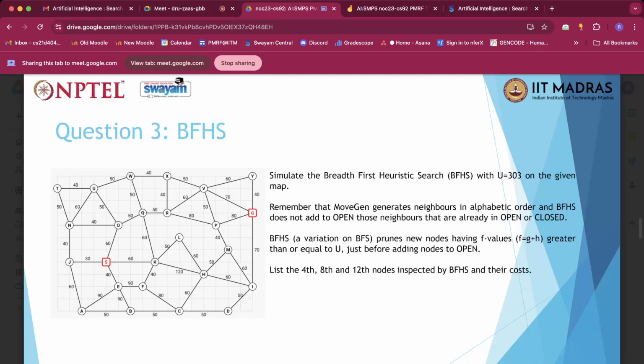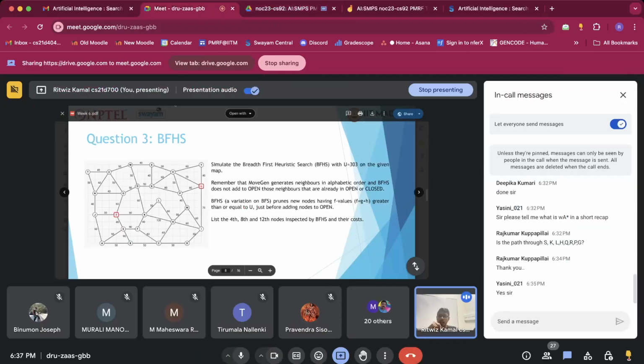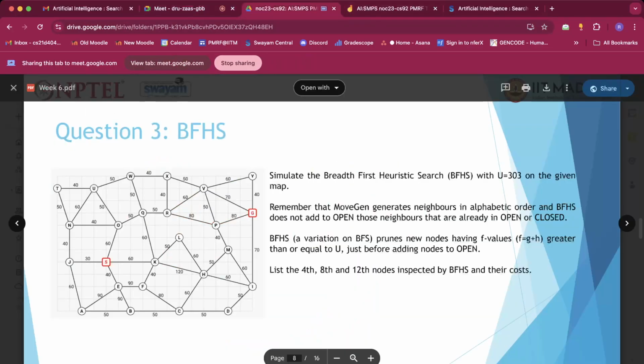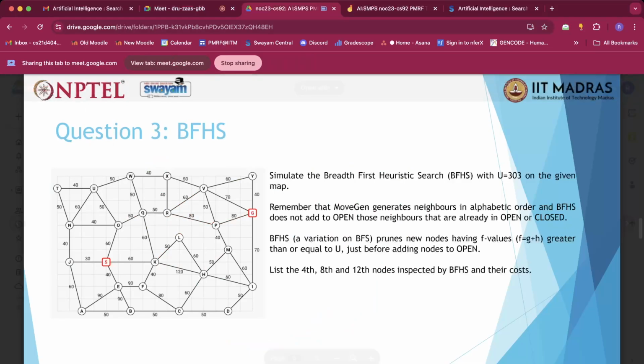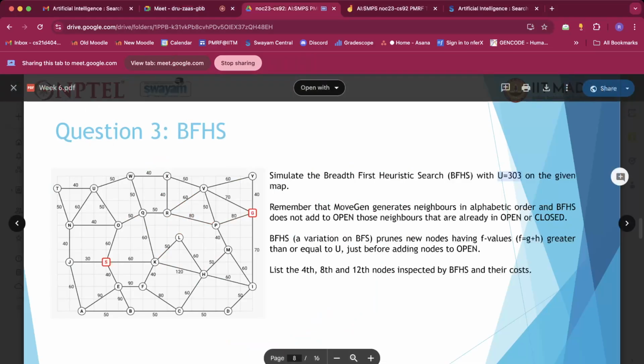The way you will modify your breadth first search is that usually you used to add elements to a queue, in case of a breadth first search. Now, while you are adding elements to the queue, you will look at the f values that those nodes have. If the f value is greater than 303, you will not add that node to your queue or the open list.